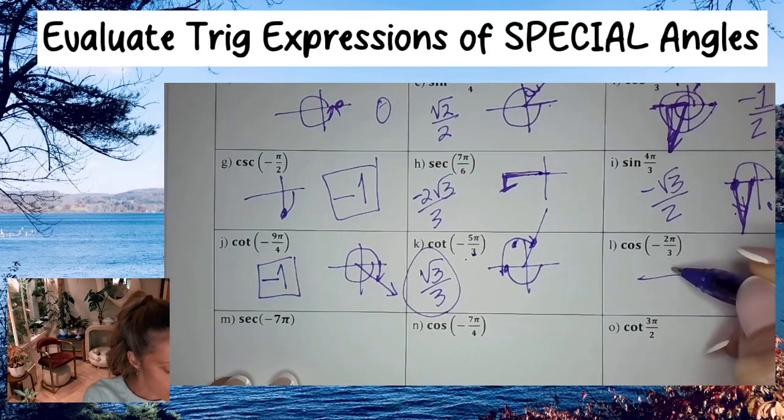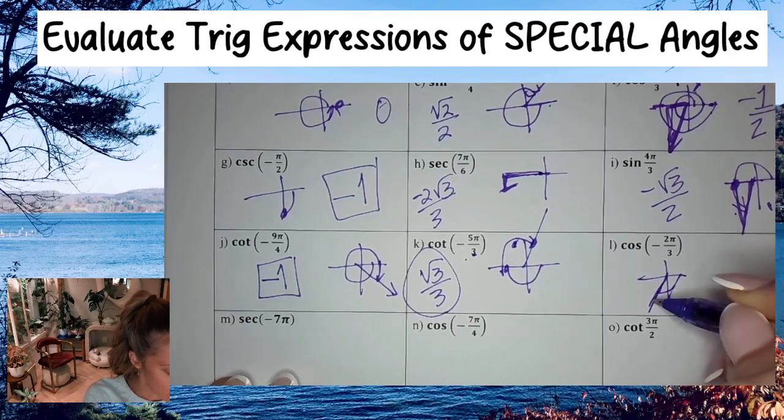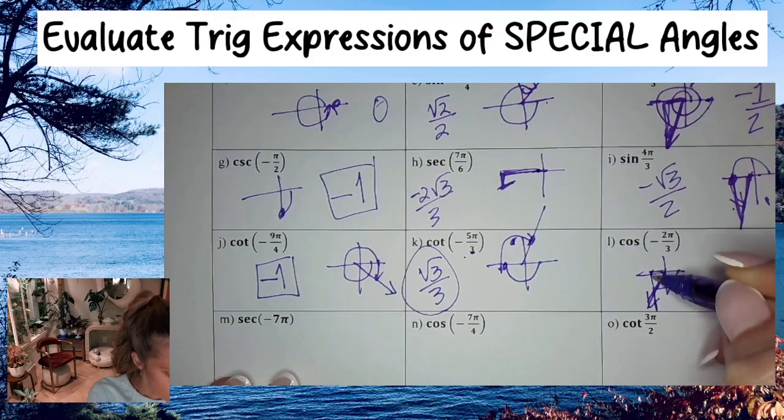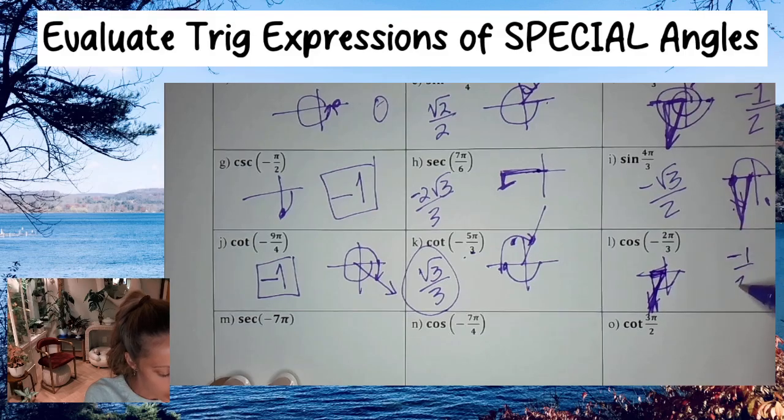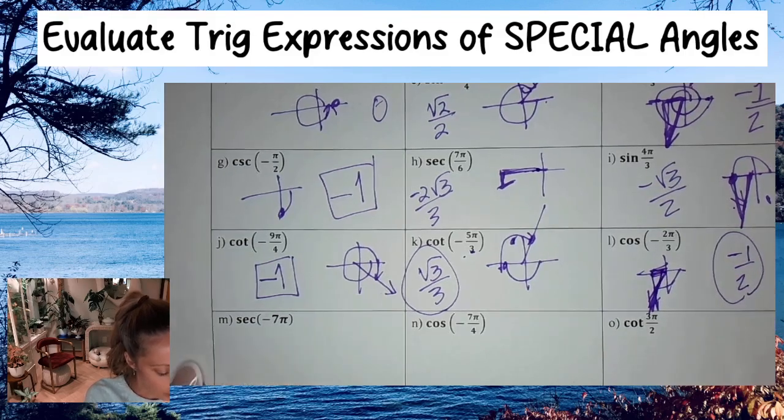Cosine of negative 2 pi over 3. Negative 2 pi over 3 is here. Tall and skinny like a tree, over a little, down a lot. Cosine is your x value, over a little, so left a little, negative 1/2.